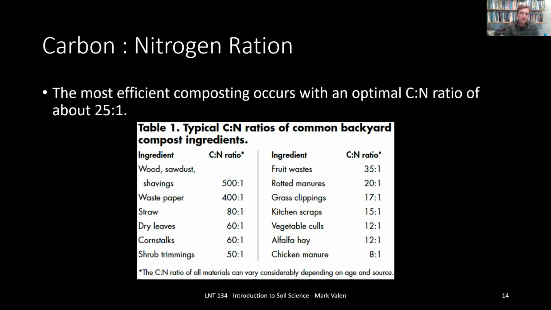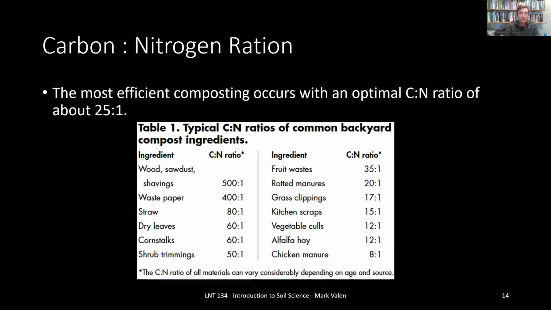And so you can see that the dry material, the high carbon material, would be things like sawdust, paper products, straw, dry leaves. Those are 500:1 in the most extreme form, but kind of 50 to 100:1 carbon to nitrogen. So if we compare that to the high nitrogen material, we have food waste, grass clippings, manure, kitchen scraps, all kinds of different products, including alfalfa hay.